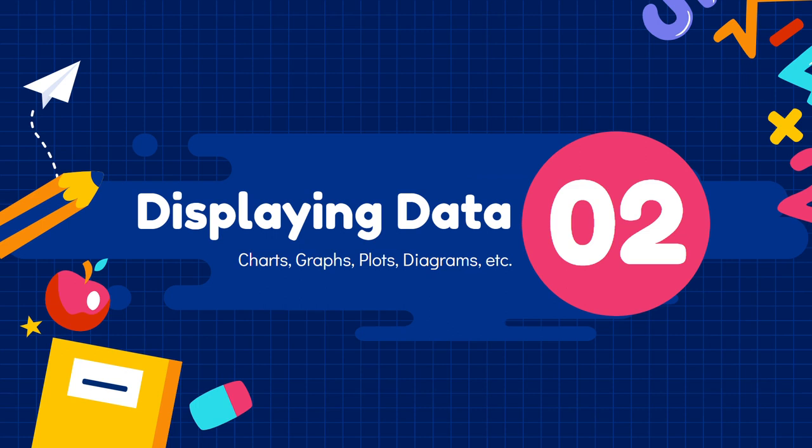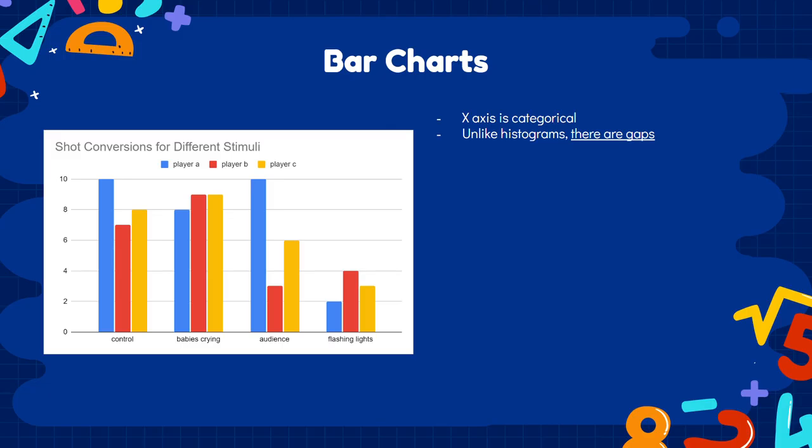Chapter 2 is displaying data. So charts, graphs, diagrams, the whole lot. So first thing, bar charts. This is one of the most common forms of data display that you'll see, not just in stats, but in real life, right?